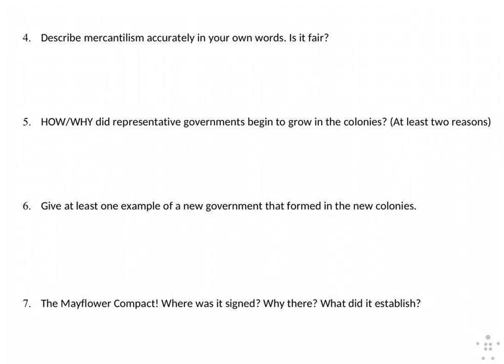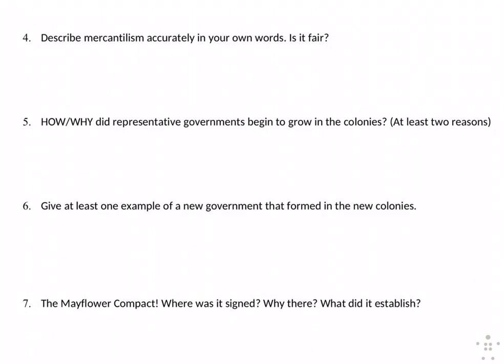So number six, give at least one example of a new government that was formed in the new colonies. So these are our example types. The very first one was the Virginia Assembly, which allowed the Virginia people in Jamestown to create their own government type in 1619, which was the Virginia House of Burgesses. As soon as you hear that word burgesses, the definition is representative. So why is it significant? Because it's the first representative government in the colonies.